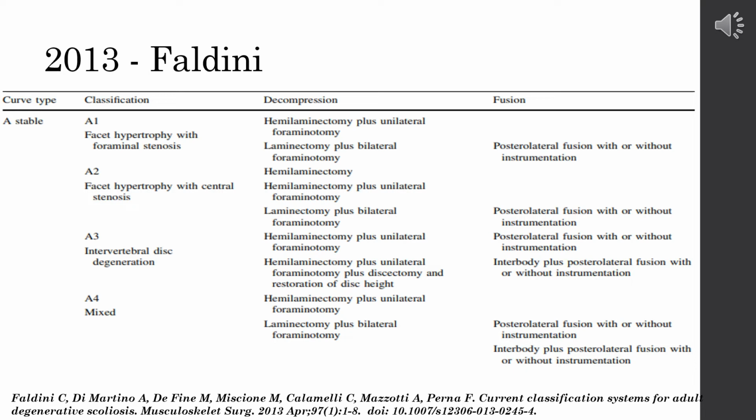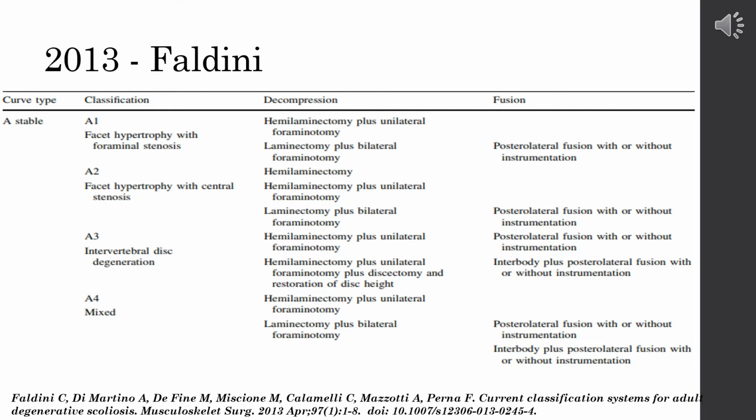A-type ASD curves are characterized by an asymmetric facet joint degeneration that consequently involves the lamina, ligaments, and intervertebral discs. These conditions are related to a decrease in the arc of movement of the spinal motion unit and keep a fixed lateral deformity. These are the main determinants of the stability of the curve and determine a segmental or foraminal stenosis with nerve root compression.